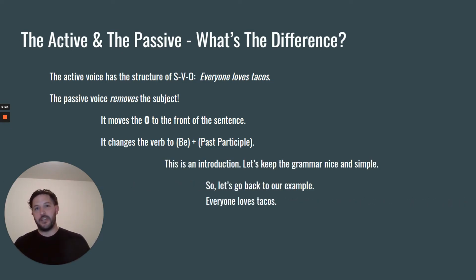Okay, so back to our example: everyone loves tacos. All right, we have tacos is the object. That comes to the front of the sentence. Then you get be and a past participle. Okay, so the verb is loves. Okay, we're going to add be and loved. So tacos are loved because tacos are plural, right? So we use are. And we are actually going to include the subject, okay? But now it's called the agent, all right? And we need to use the preposition by. Okay, so tacos are loved by everyone.